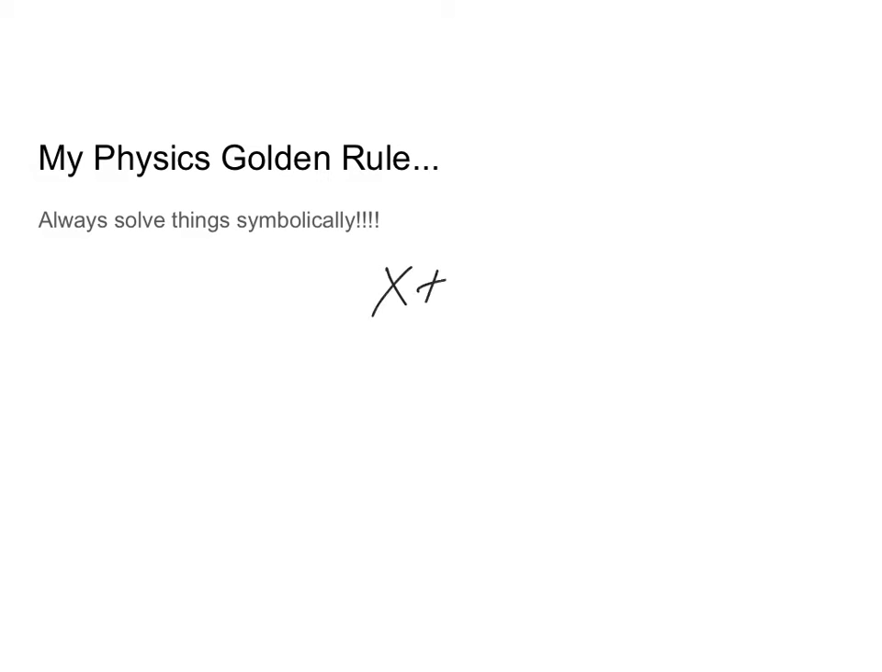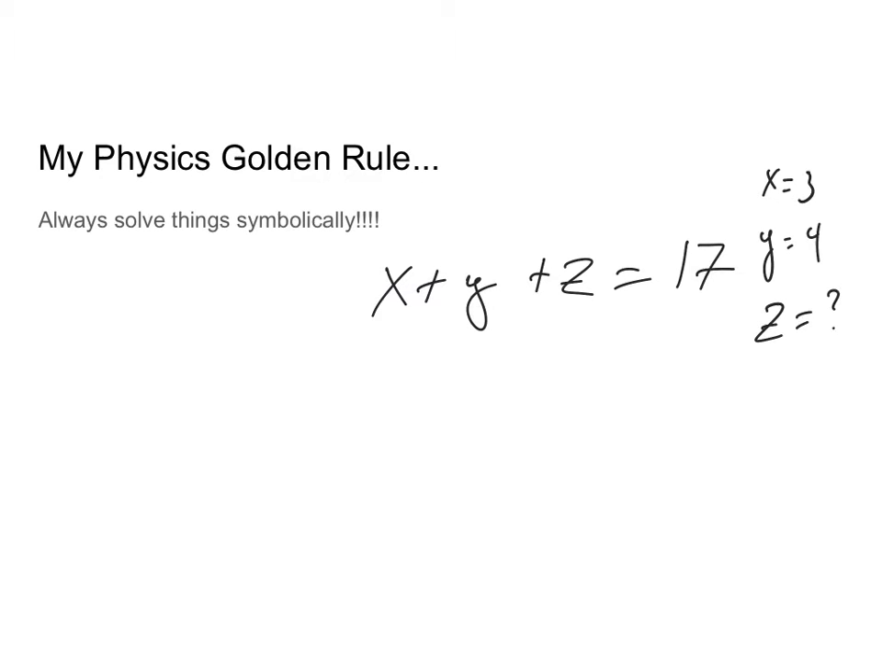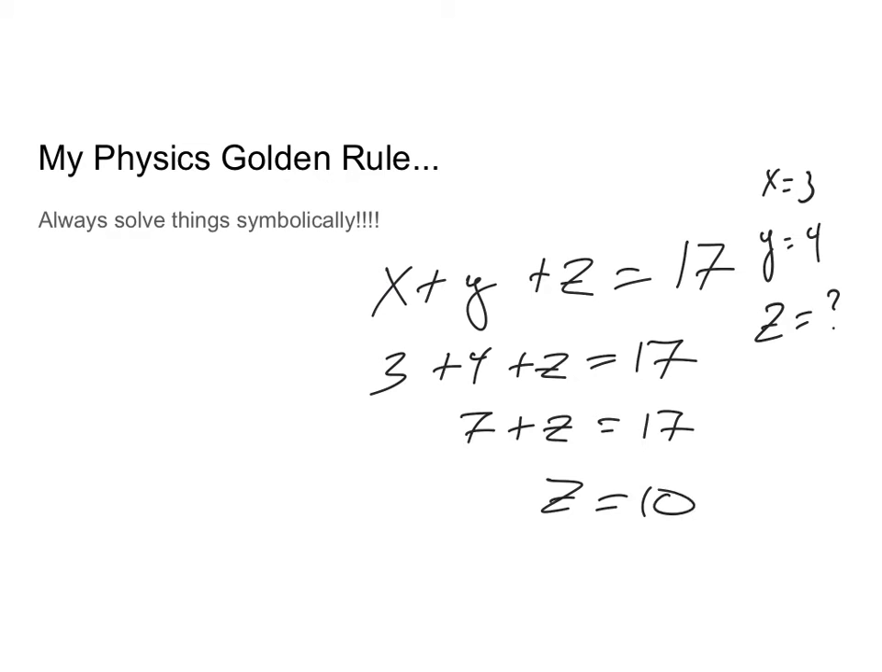So if I have x plus y plus z equals 17, and I say that x equals 3 and y equals 4, and I say, all right, let's solve for z, a lot of you will jump right into doing, okay, I got 3 plus 4 plus z equals 17. So 3 plus 4 is 7 plus z equals 17. All right, so z equals 10. And is that wrong? No.